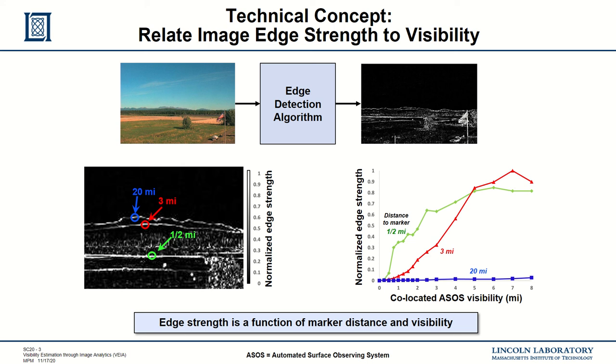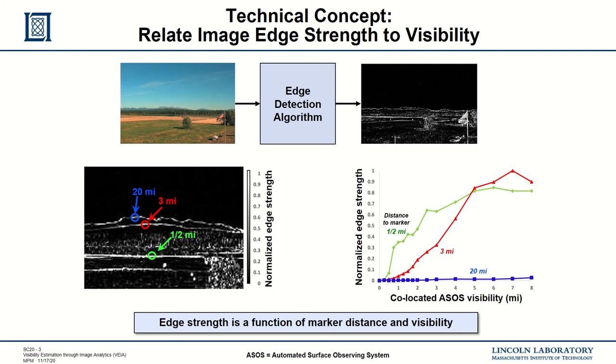Typically, the edge strength is about 1/3 of its full strength at the range that corresponds to the distance to the marker. This can also be observed in the red line for a marker that is 3 miles away. For the furthest marker in the image, located on the horizon at 20 miles away, the edge is not visible when the visibility is below that distance. Therefore, we can develop a relationship between edge strength, the distance to a marker, and the overall image visibility.